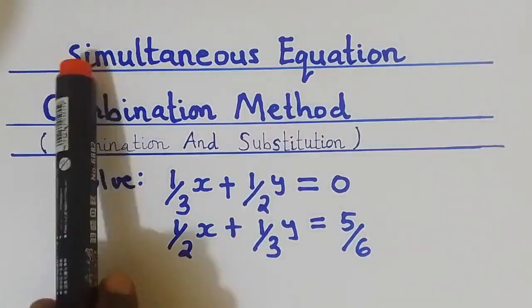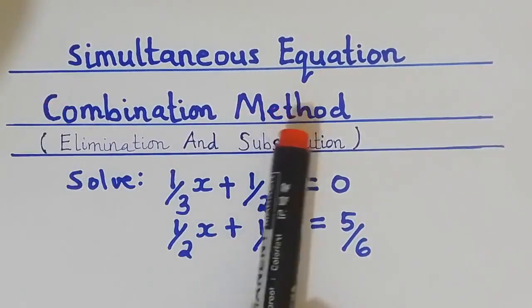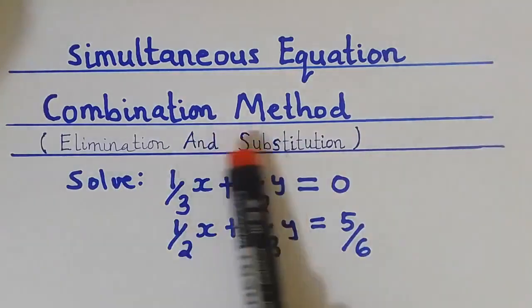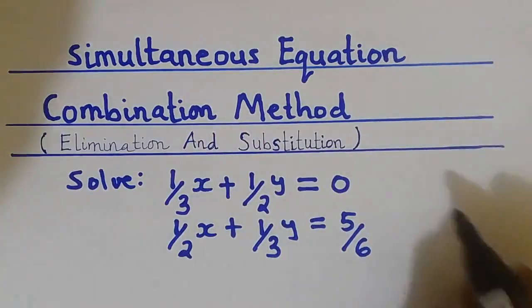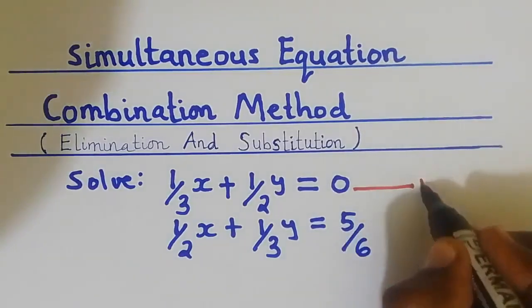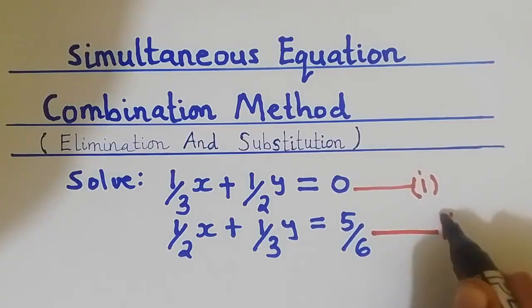We are going to solve simultaneous equations, and here we are going to use the combining method. In the combining method, we are going to use elimination and substitution to solve the simultaneous equations. So first, I'm going to name this equation as equation number 1, and I'm going to name this as equation number 2.